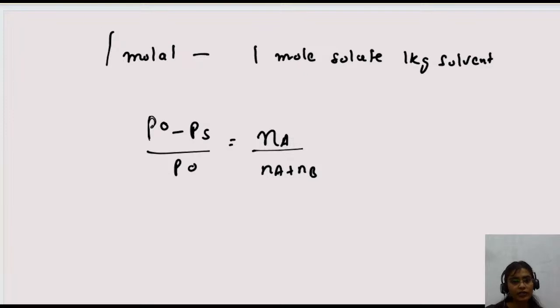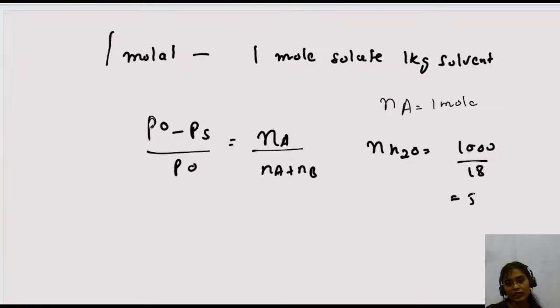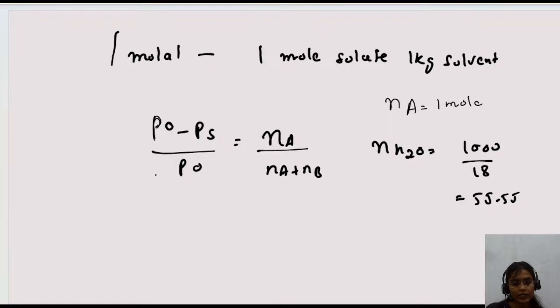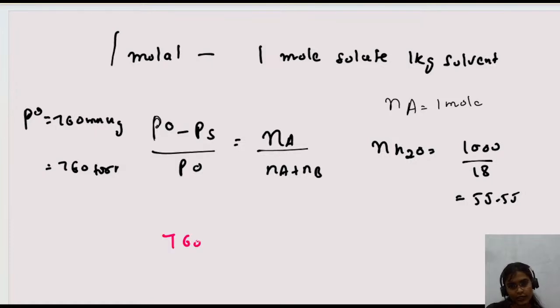So yes, 1 mole solute, so N is 1 mole. How about the water? The number of moles of water is 1000 divided by 18, so we can say 5.55. The question asks about torr, so P naught is equal to 760 mm of Hg, or equal to 760 torr as well. Let's substitute the values here: 760 minus Ps divided by 760 equals 1 divided by 55.5 plus 1, so it's 56.55.